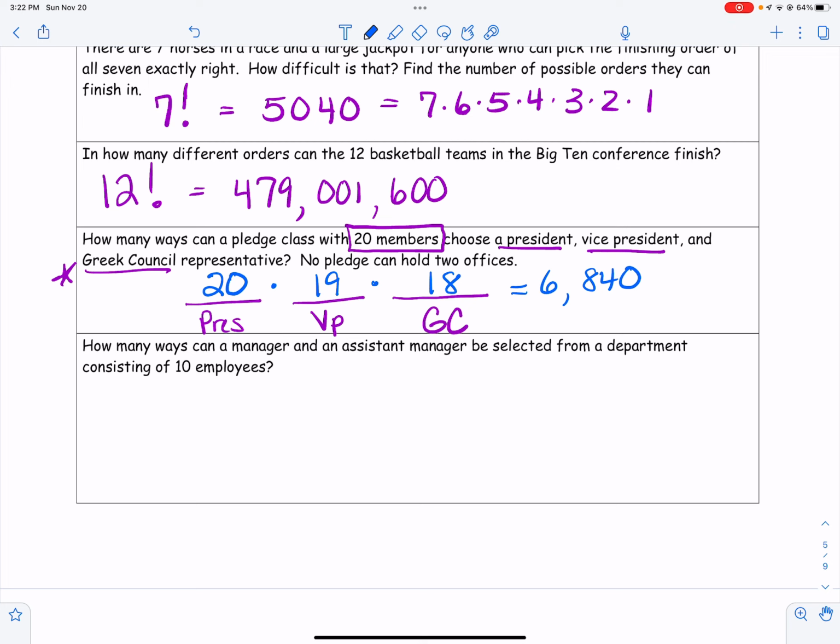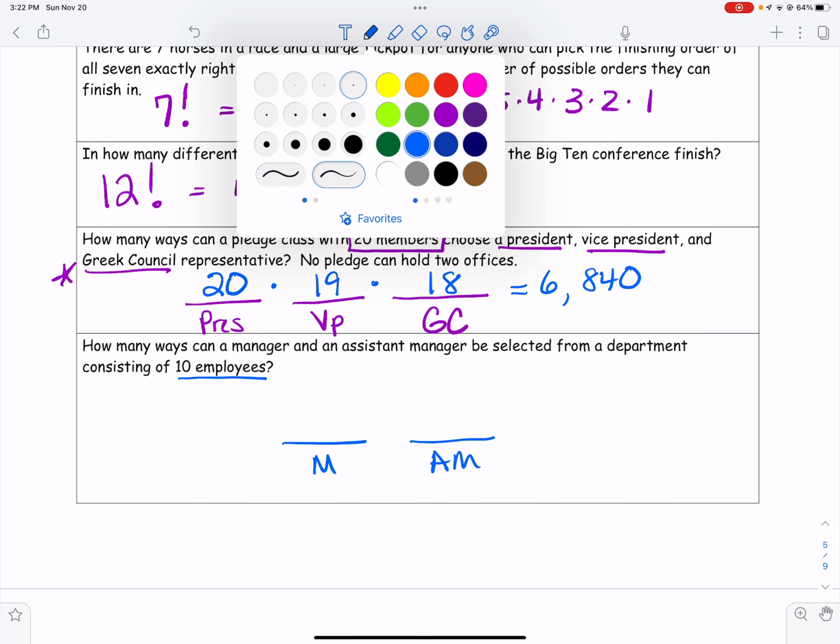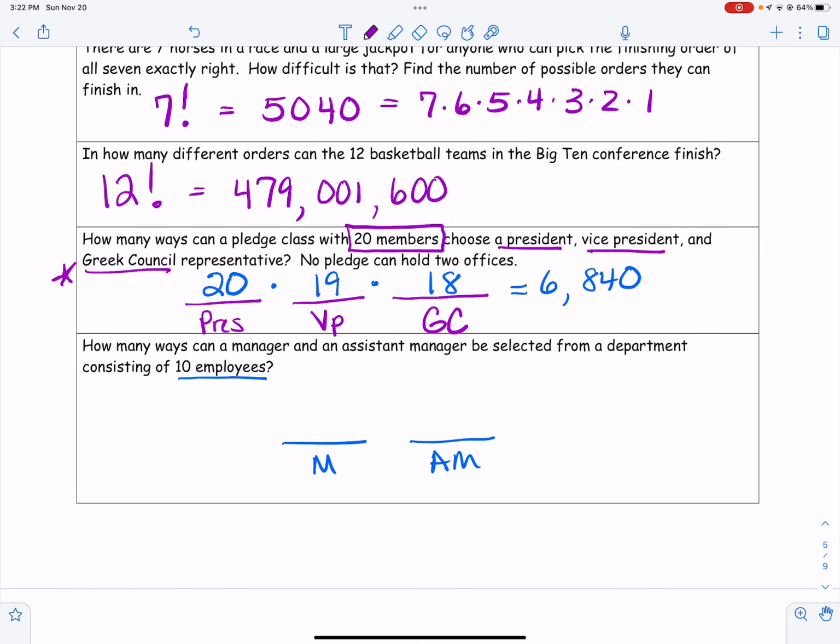And this is also the same way for this one. You've got 10 employees to select from, and you want to choose a manager and an assistant manager. So if we choose a manager, we can choose from any of those 10 employees. But once we choose a manager, then we only have 9 left. And so that gives us a total of 90 ways to fill those positions.